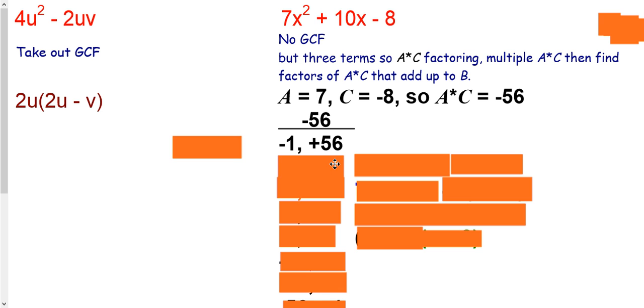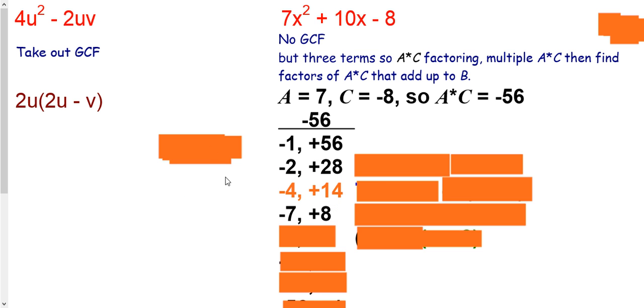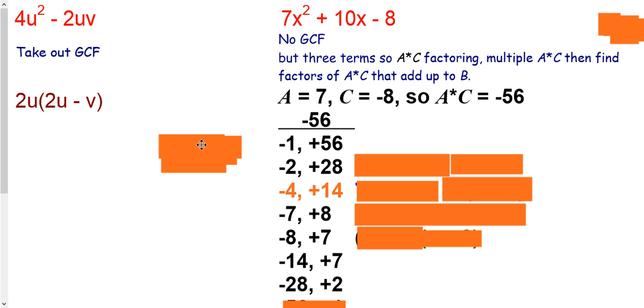So we could have a negative 1 and a positive 56, negative 2 and positive 28, and we want to keep listing them until we find a pair of factors that add up together to give us this positive 10. So we'll keep doing that, going all the way through. And you could list them all if you wanted, but if you come across the one that's going to work for you, because when you add these together, the negative 4 and the 14, you could actually stop at that point. So the highlighted orange ones are the ones we're going to use.